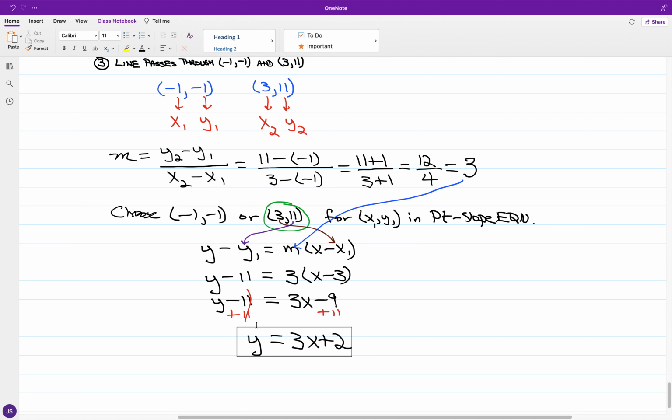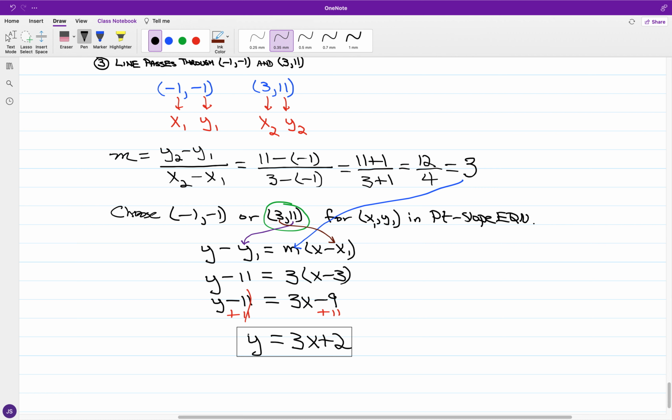So if y is 11 when x is 3, we've got 11 on the left, and you should have it on the right as well. With x at 3, 3 times 3 is 9, 9 plus 2 is 11, 11 is equal to 11. And had I worked with -1, -1, it should still work out in this fashion too.